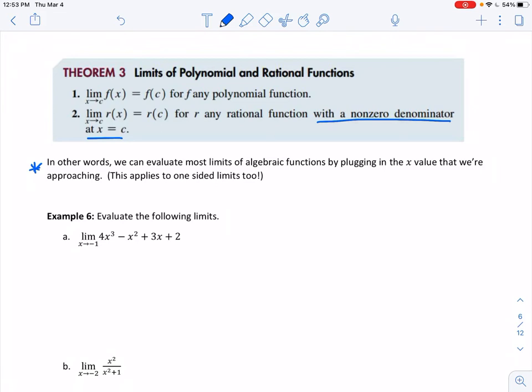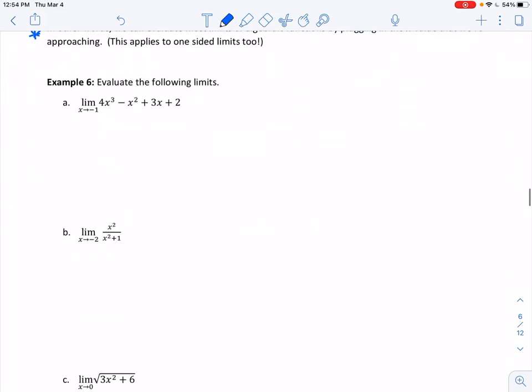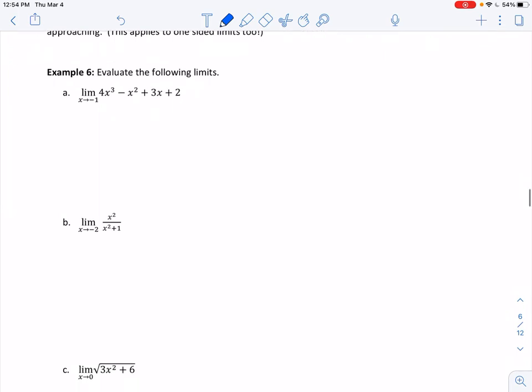So let's take a look at some examples. First up, I've got the limit as x approaches negative 1 of 4x cubed minus x squared plus 3x plus 2. So I'm just going to take x equals negative 1 and plug it into my function. 4 times negative 1 cubed minus negative 1 squared plus 3 times negative 1 plus 2.